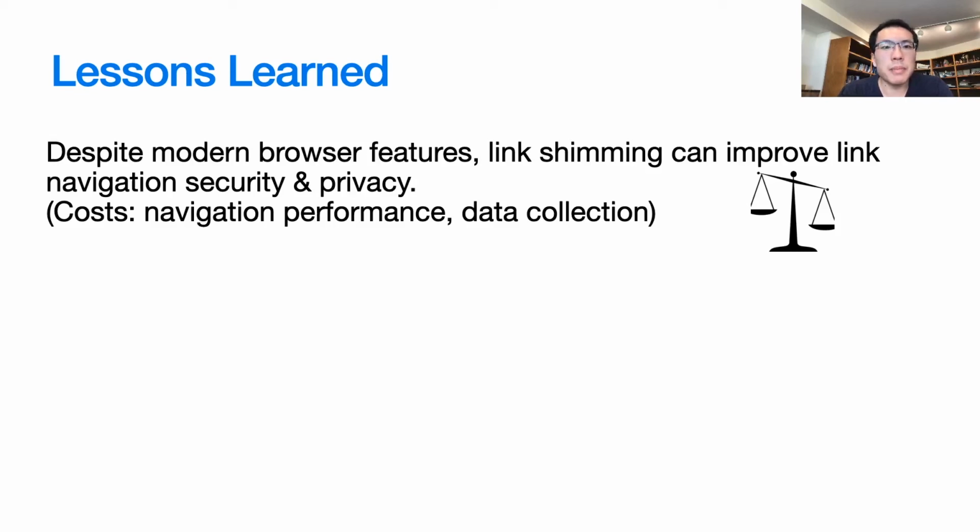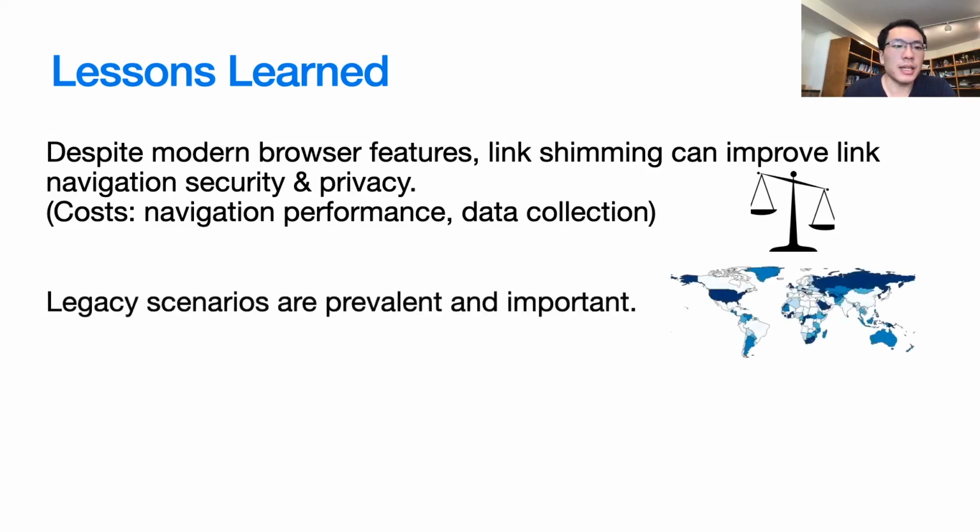Ultimately, this result is not meant to be prescriptive or advocate for the broad use of link shimming. Rather, it's meant to highlight that link shimming does come with benefits as well as costs, and ultimately sites must make their own decisions. Now, beyond link shimming, another lesson that I think we can take away from the study is that legacy scenarios can be very prevalent and important for security and privacy purposes, specifically when you go beyond a US or Western-centric perspective and look at a more global view, particularly looking at different geographic regions. So this is something that we should really consider in some of our other security and privacy problems.